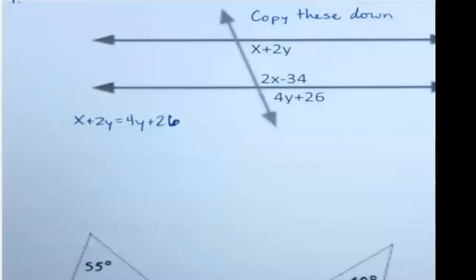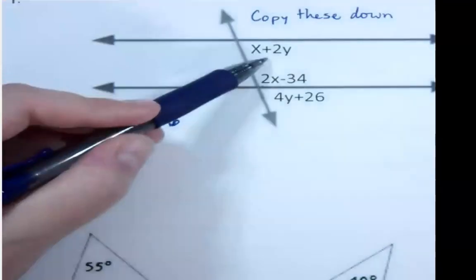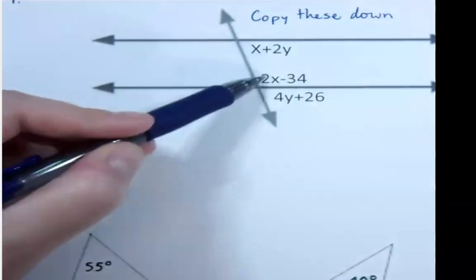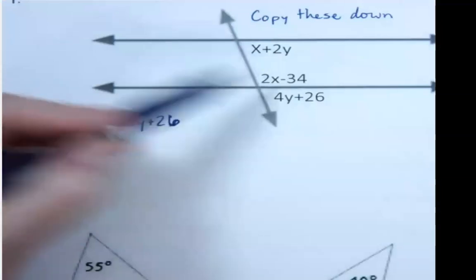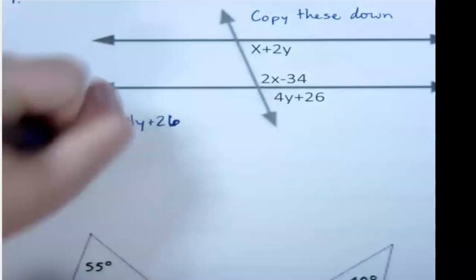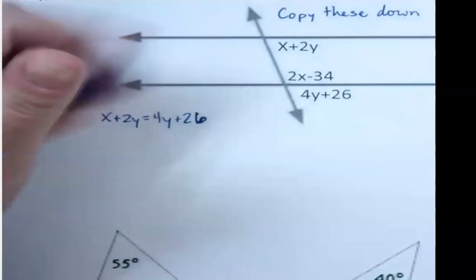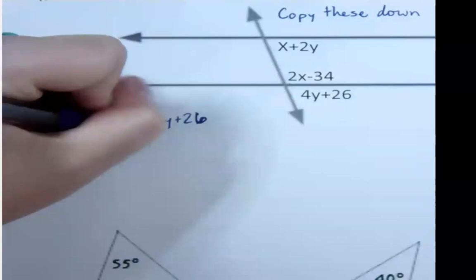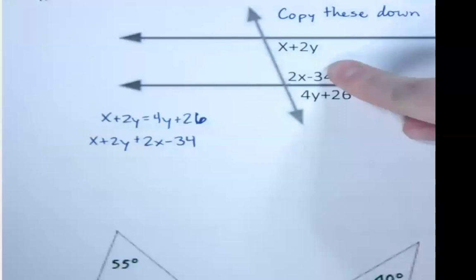And then my second equation, I'm going to look at these two. For one, I would like to use this one again because it has the smallest numbers and the prettiest numbers. So I'm going to take these and figure out the relationship between those. We have an acute angle and we have an obtuse angle, and if we add them together, they would equal 180 because these are same side interior. So x plus 2y is going to add to 2x minus 34. So this angle plus this angle is going to equal 180.